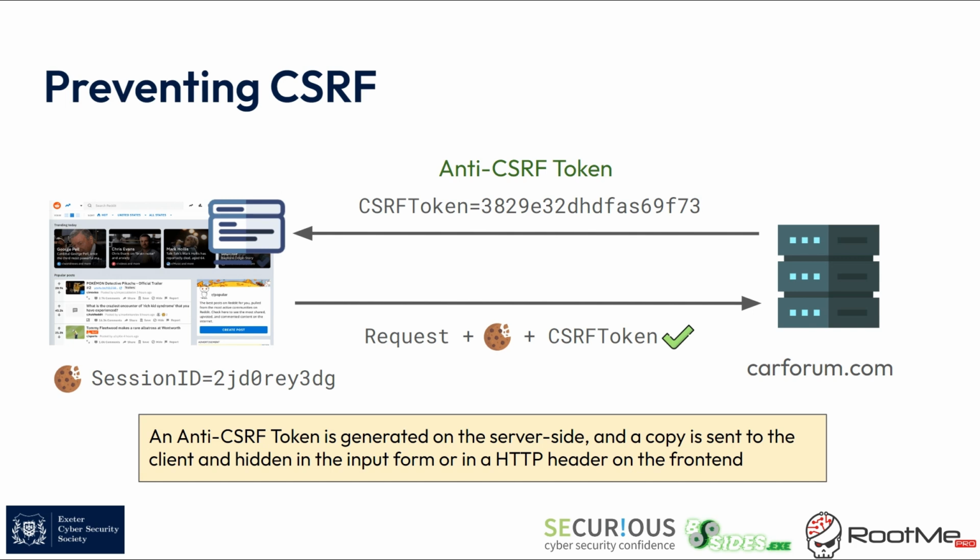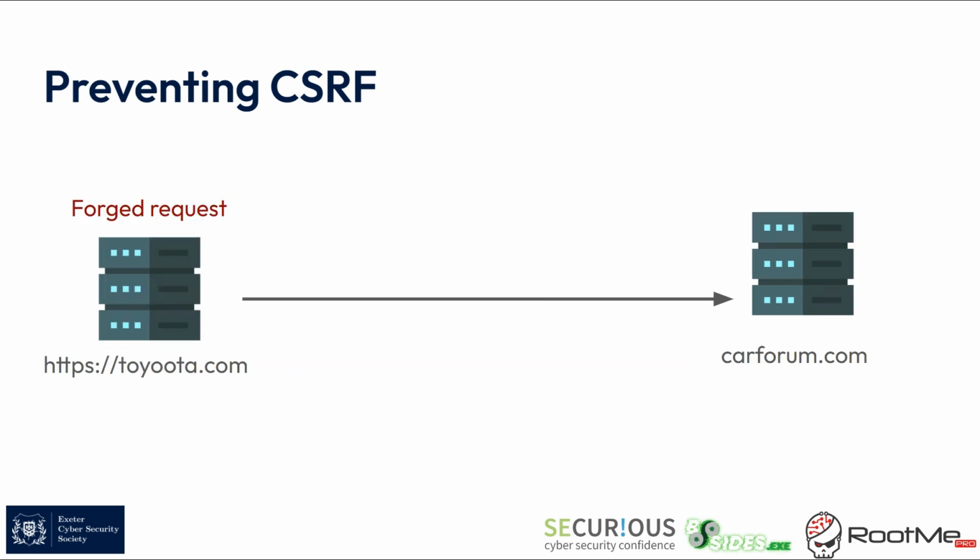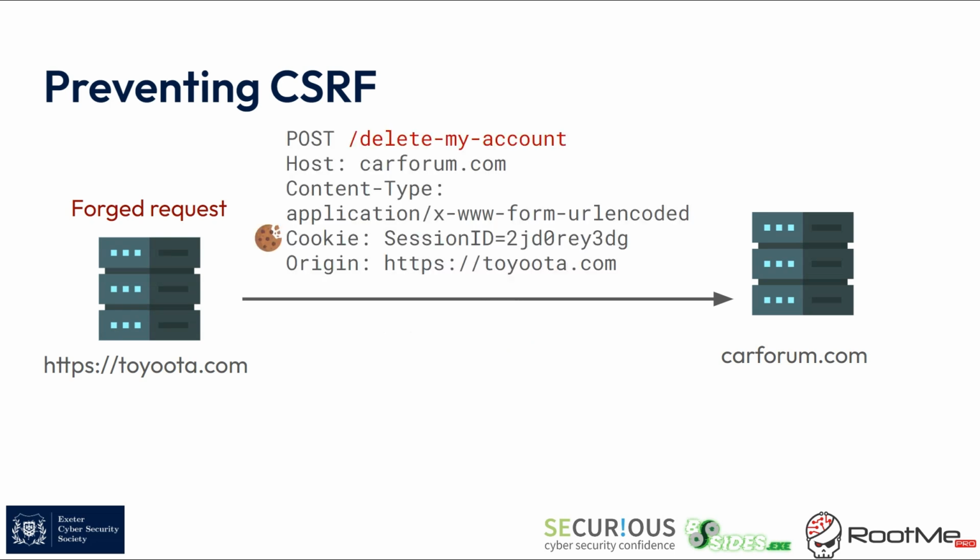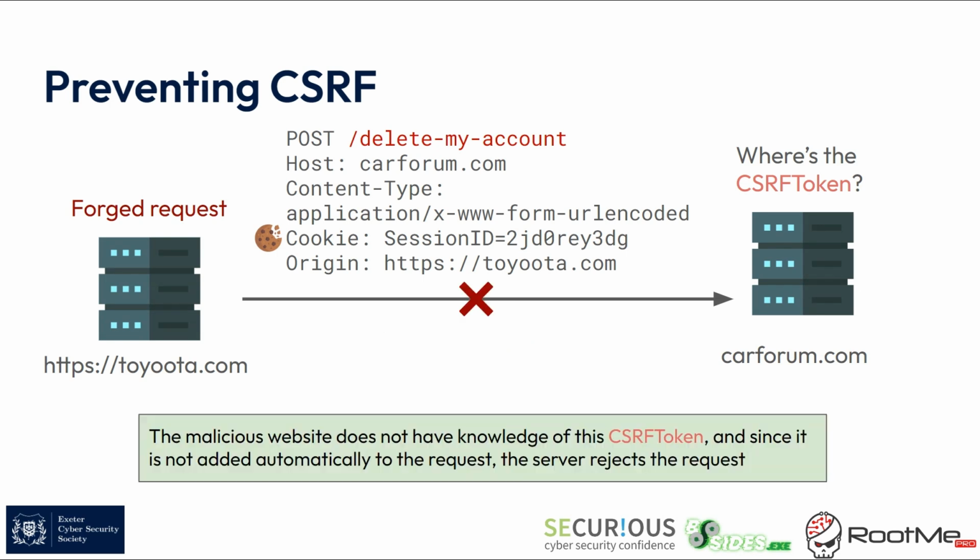So let's go back to the attack I showed earlier. This time, if Toyota.com wants to forge a request, the web server will ask, well, there's no CSRF token. Because the malicious website doesn't have knowledge of the CSRF token, and since it doesn't get added automatically to the request because it's not stored as a cookie, the server will reject the request.